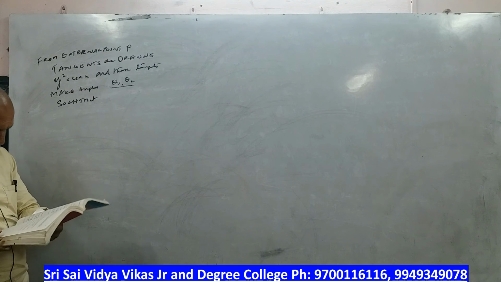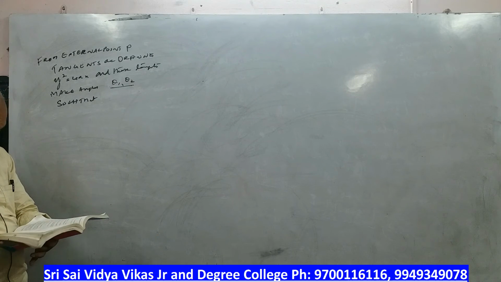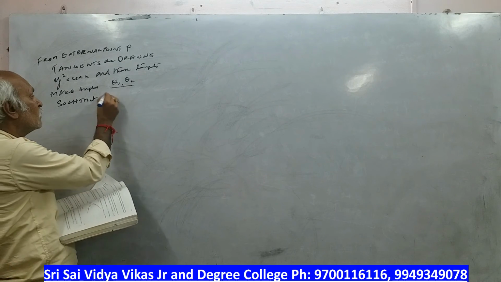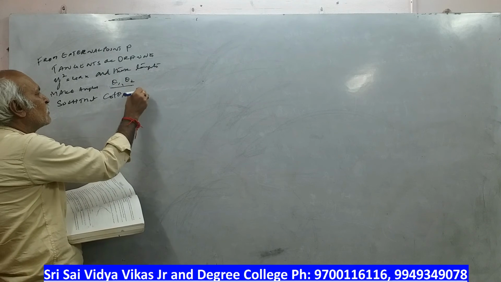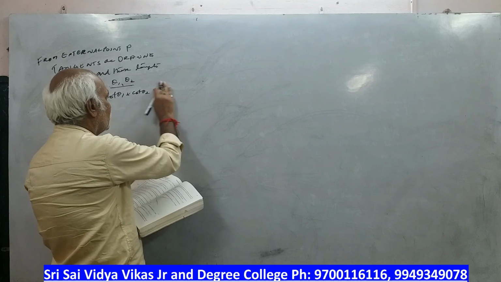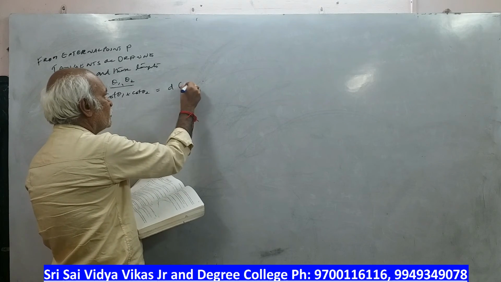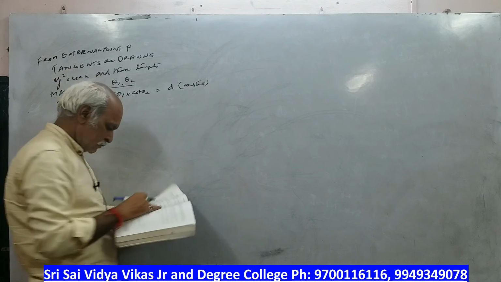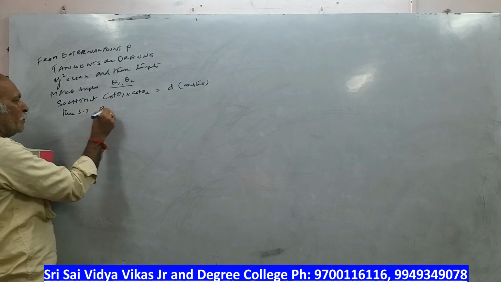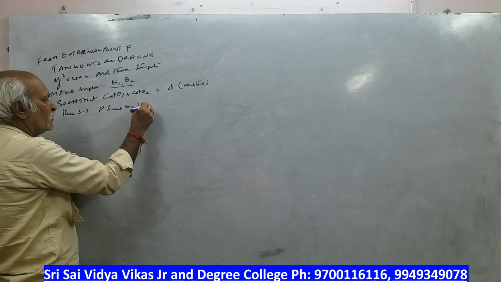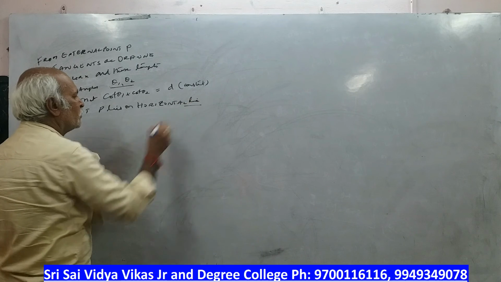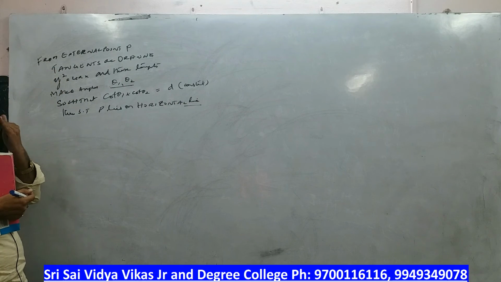Again, from the external point P, tangents are drawn to y square is equal to 4x, making angles theta 1 and theta 2 such that cot theta 1 plus cot theta 2 is equal to d, a constant. Then show that P lies on a horizontal line. Okay, this is very, very important.